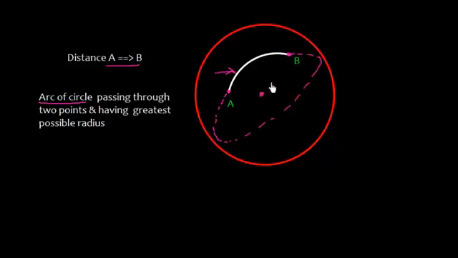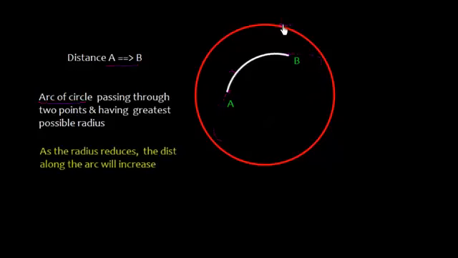That means this circle is passing through the center of this big circle. So we can say if the radius of the circle reduces, the distance along the arc will increase. Hence, we need to have a circle which is having a large radius.